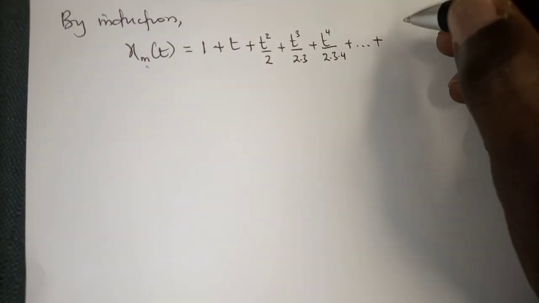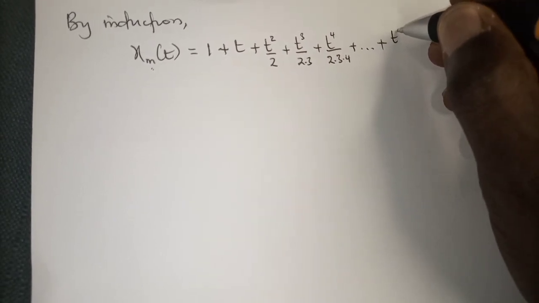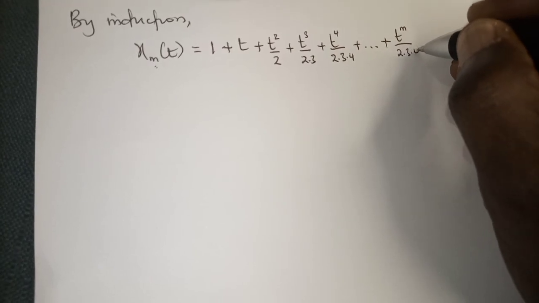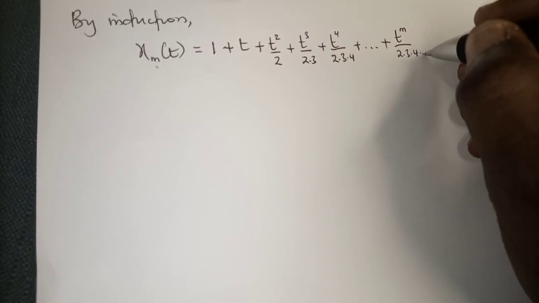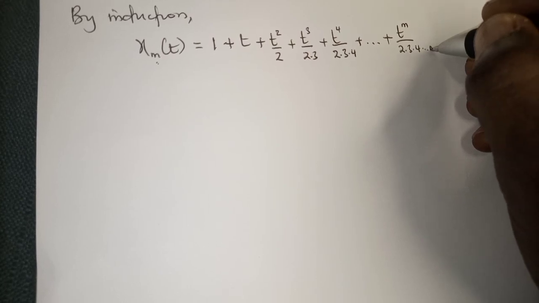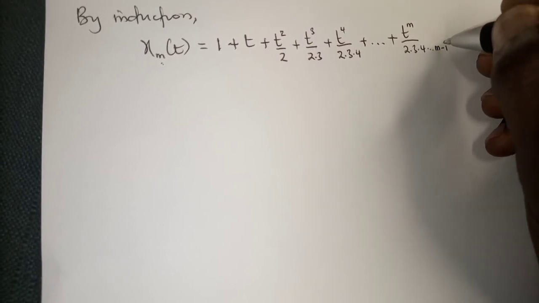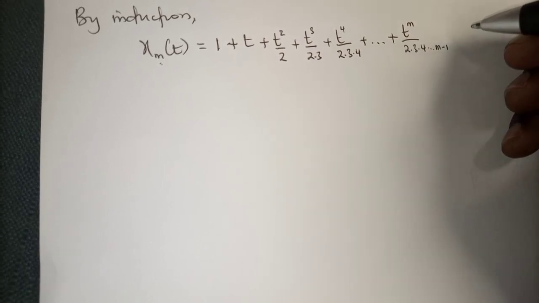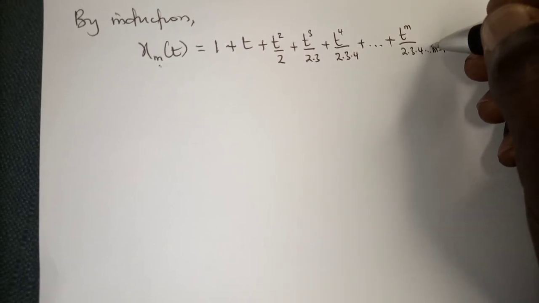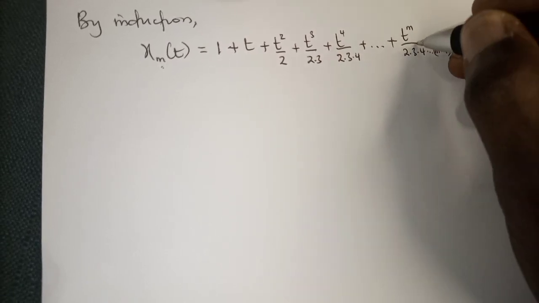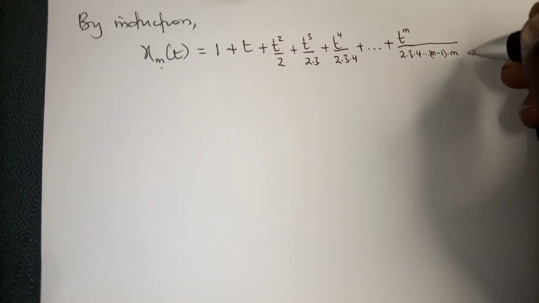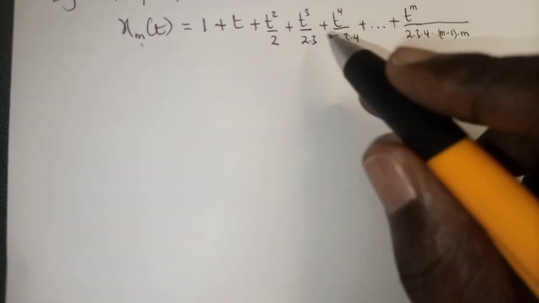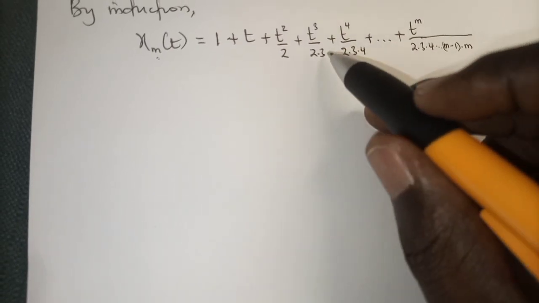So we'll be having t exponent m on 2 times 3 times 4, to the point where we have m minus 1 times m, to the point where we have something like this. Okay, so if this is the case, then we can introduce a factorial.